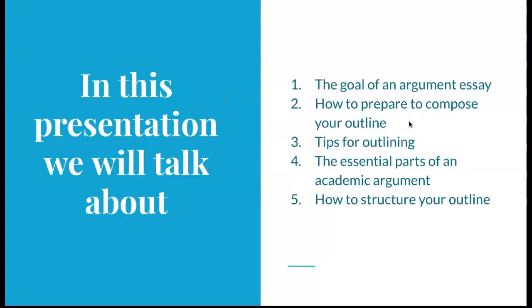In today's presentation, we're going to talk about the following. First, we're going to talk about the goal of an argument essay as opposed to a persuasive paper, which you may be assigned to write someday. We're going to talk about how to prepare to compose your outline. What work do you need to have already done so that you're ready to dive in? I have a few tips for you on how to outline. We're going to wrap up today by talking about the essential parts of an argument essay so that you know exactly what paragraphs and ideas you are including in the outline and how to structure that outline.